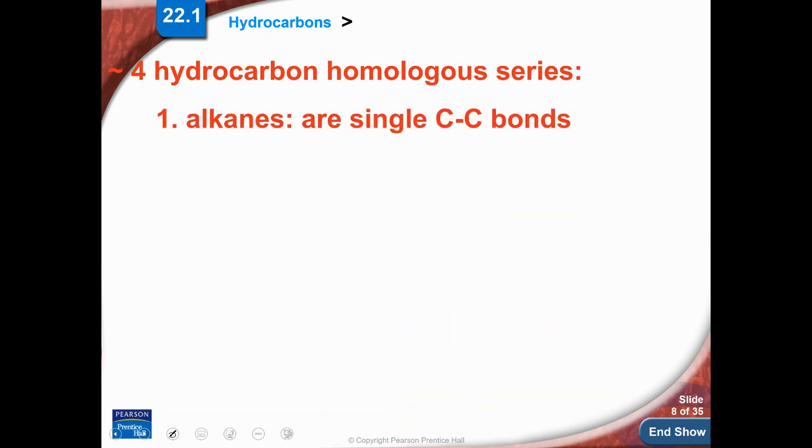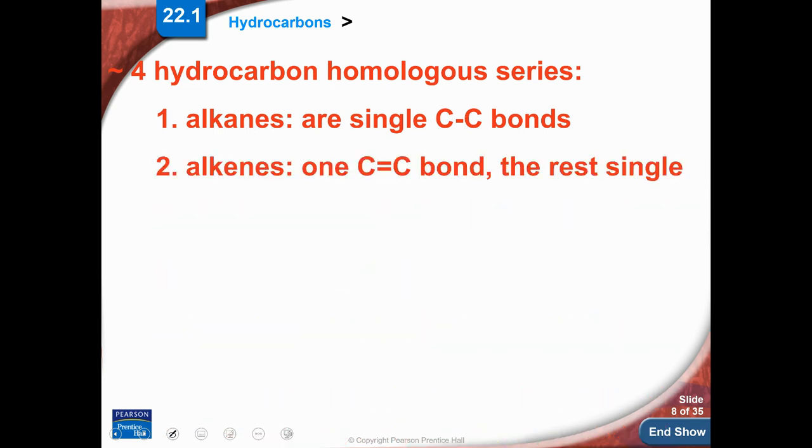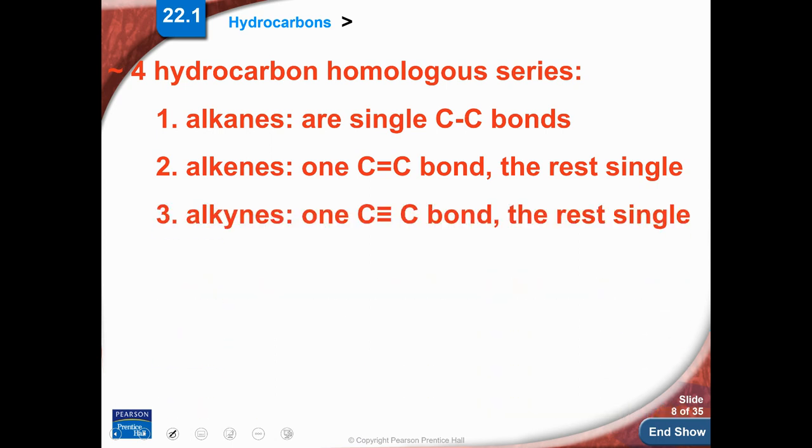We have the alkanes, which are single carbon-carbon bonds. We have the alkenes, which have a double bond, and all the rest of them are single. And then we have alkynes, where there's a triple bond, right? So this is basically what we also have on table Q. You should have your reference tables out so that you can examine them while you look at the PowerPoint. So the alkanes have single bonds, right?